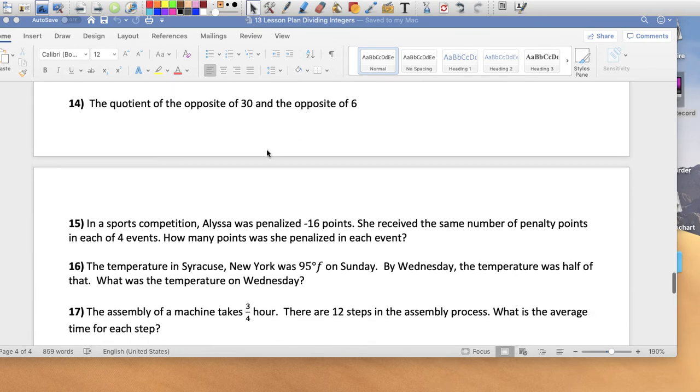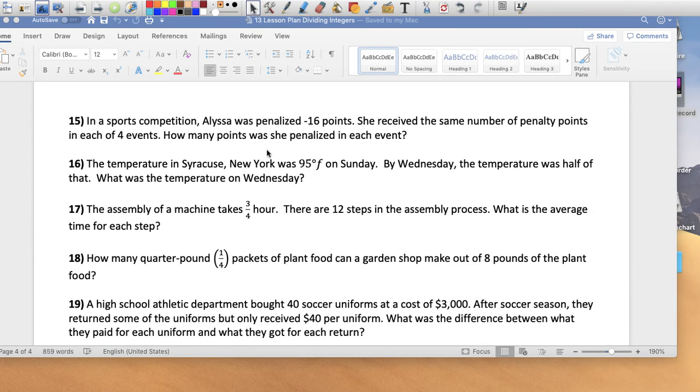15. In a sports competition, Alyssa was penalized with negative 16 points, okay? She received the same number of penalty points in each of 4 events. How many points was she penalized in each event? As an expression, I would write negative 16 divided by the 4 events. And that gives me negative 4. So in each event, she got penalized 4 points.